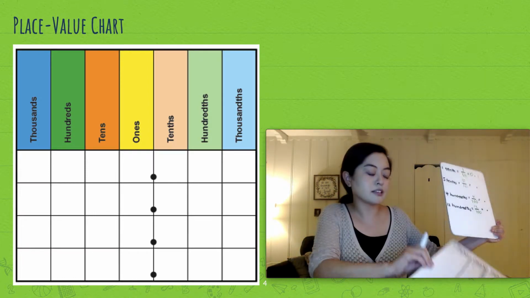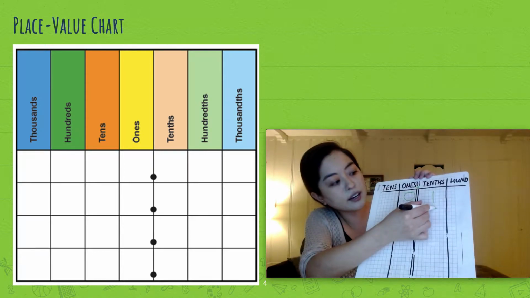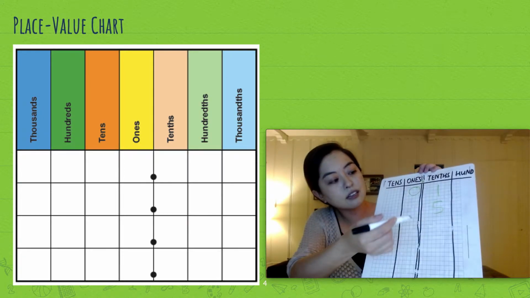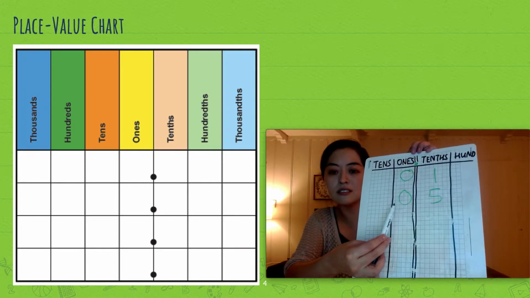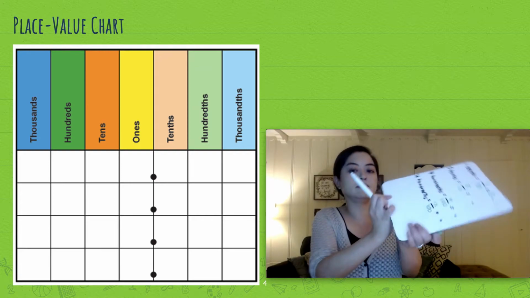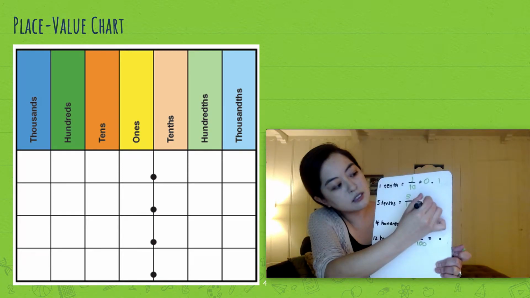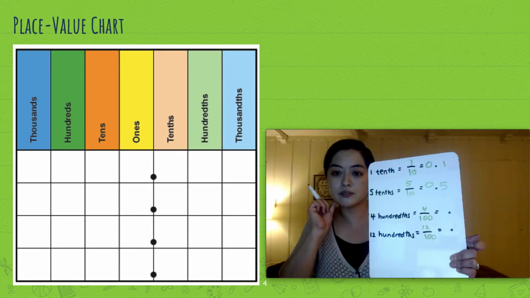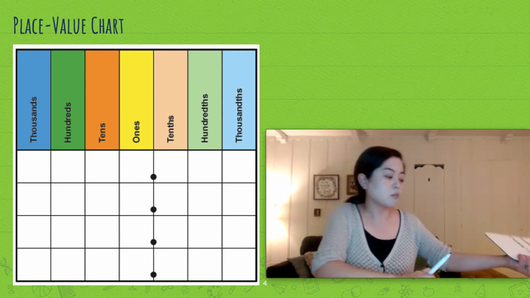What about 5/10? Well, 5/10, I'm going to put a 5 in the tenths column and a 0 here. So 5/10 is written as 0.5.